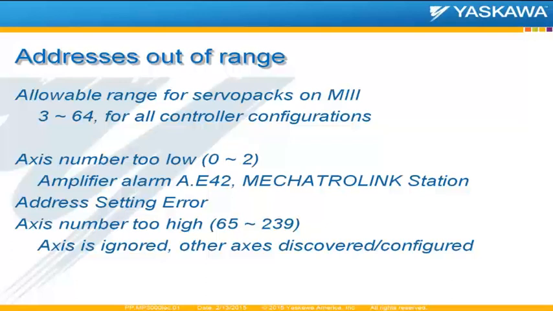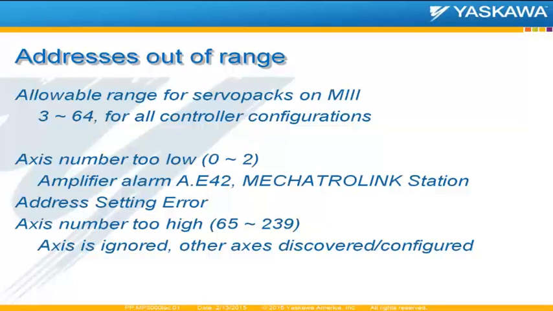So what happens if you set the address number too low? That'll actually show up as an amplifier alarm, an AE42. And that's a Mechatrolink station address setting error. So if you see that, you know right away your address is out of range and it's too low.